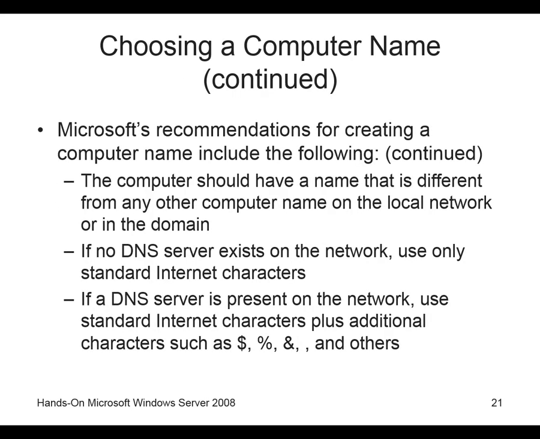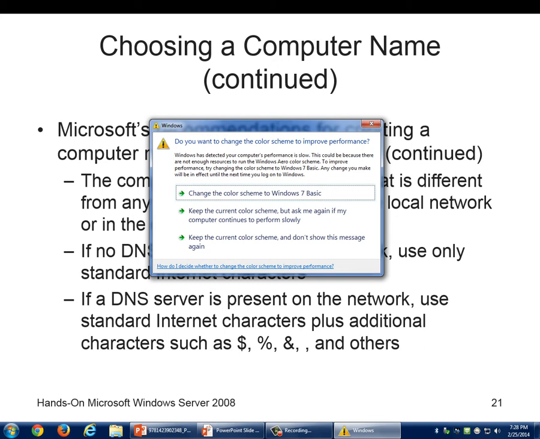You want to make sure it's different than any other one because of WINS. Because if you don't have a DNS in your internal network, you can do it with a WINS server or service and run it that way. You could use special characters if DNS is present. I wouldn't recommend them anyway, because if you use $, you're basically saying, hey, make this a share, because it's reserved.